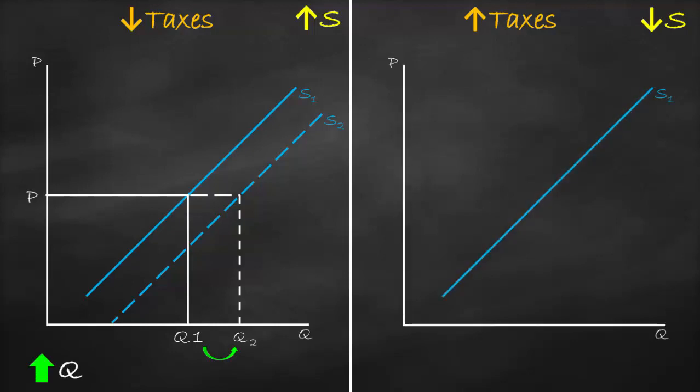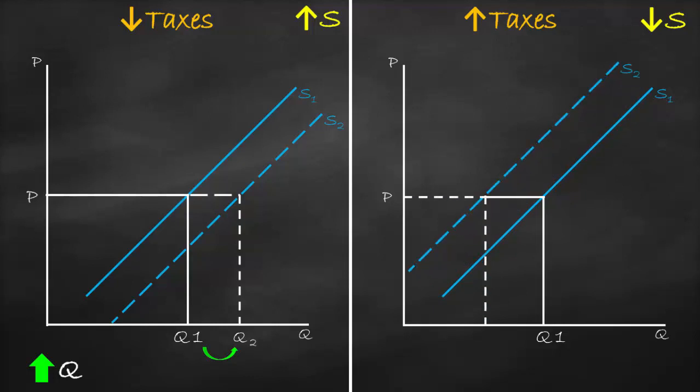With higher taxes, it would result in lower supply. So let's get any price level here, and this is our quantity supplied. Shift the supply curve to the left. So at the same price level, we will have lower quantity supplied.